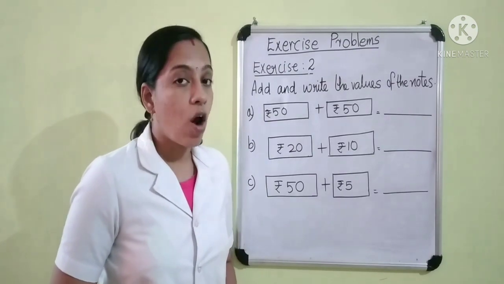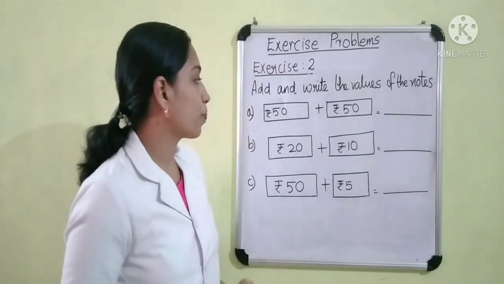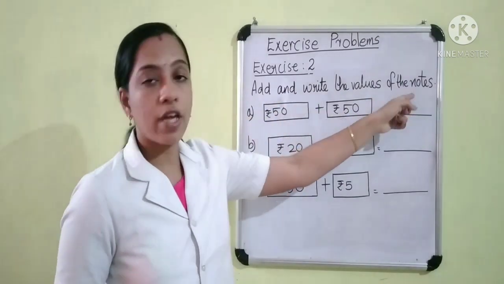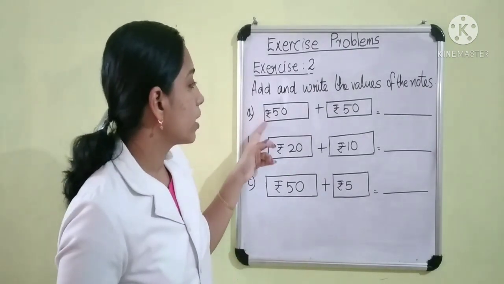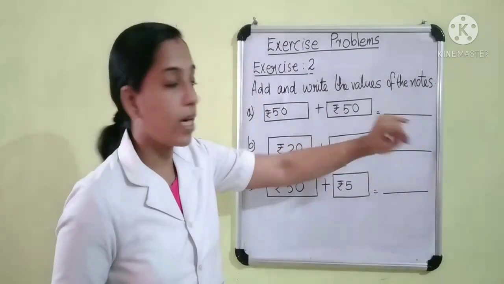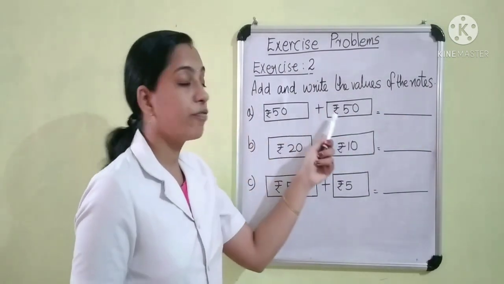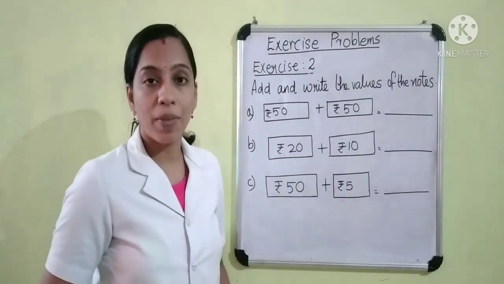Next, let us solve the second set of problems from the exercise number 2. The question is, add and write the values of the notes. We learned how to count the notes. So, here we have to add and write the values of the notes here. First one, here we can see 2 50 rupees notes. We know the value of this note is rupees 50.